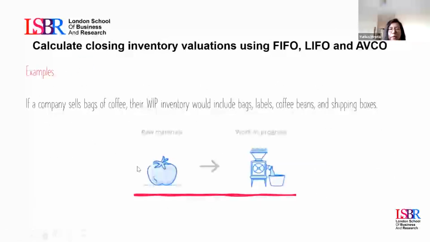Okay. One of the examples is if we have a company that sells coffee, the work in process inventory could include bags, labels, coffee beans, shipping boxes, probably the cost of using this machine. So all the things that are included in the final product need to be included in work in process.